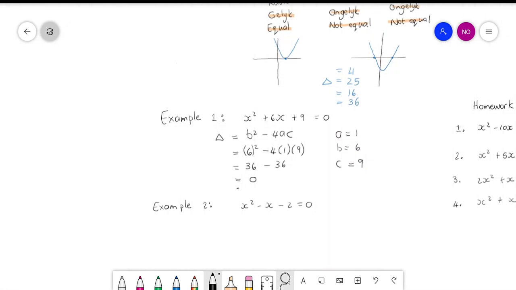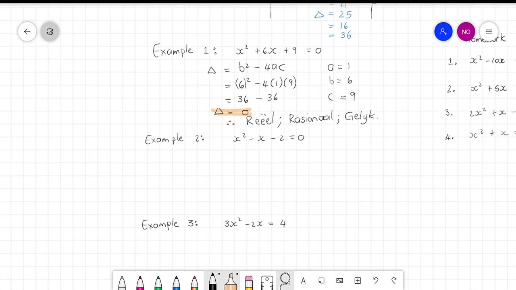So jou antwoord gaan wees, dit wil sê reëel, rasionaal, gelyk. Okay, why? Because we saw this. Want as die driehoekie gelyk is aan 0, dan sê ons dis reëel, dis rasionaal en dis gelyk. Okay.